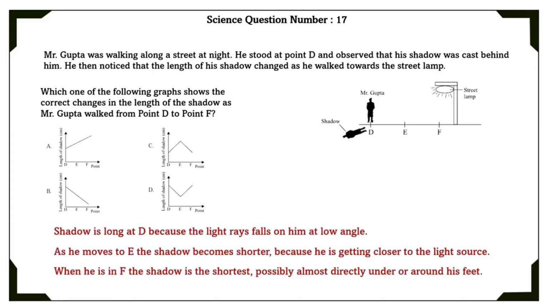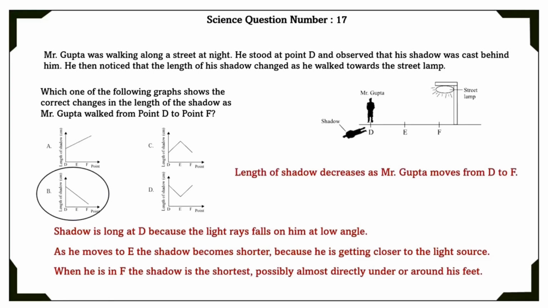Shadow is long at D because the light rays fall on him at a lower angle. As he moves up to E, the shadow becomes shorter because he is getting closer to the light source. When he is at F, the shadow is shortest, possibly almost directly under or around his feet. Length of the shadow decreases as Mr. Gupta moves from D to F. So, the correct graph depicting the length of the shadow as it decreases as Mr. Gupta moves from D to F is the B option.